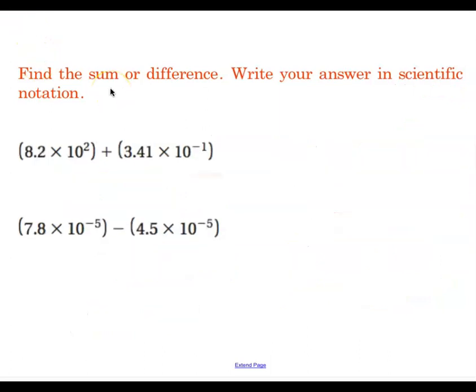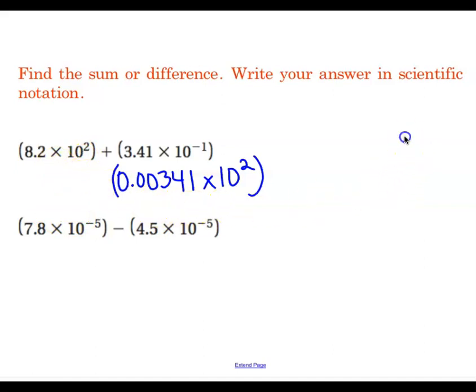I'm going to do two more examples with you. So the main thing is you have to get them to the same exponent, okay? So in this case, if I want to get this to a positive 10 to the second power, I need to move my decimal over 3 places. So that would be how I'd rewrite 3 and 41 hundredths times 10 to the negative first if I want to change it to 10 to the second power.